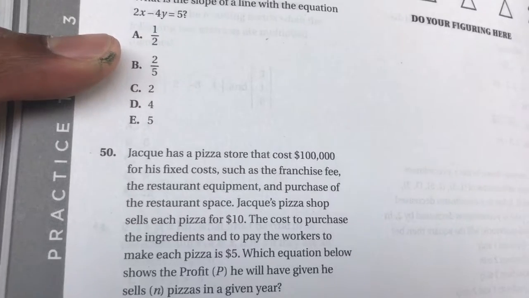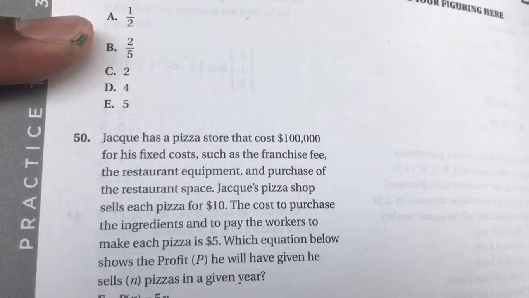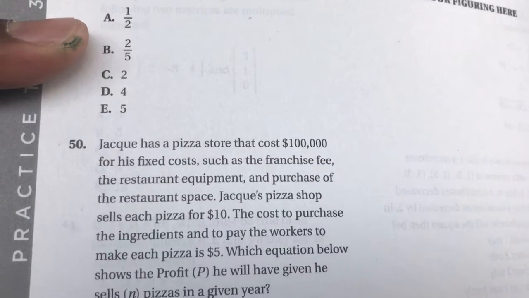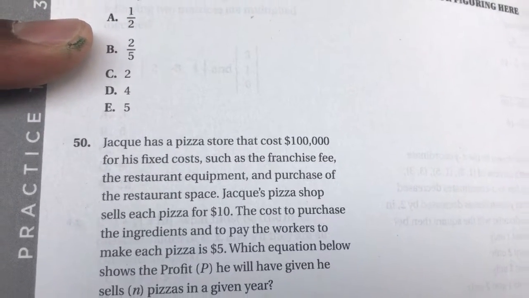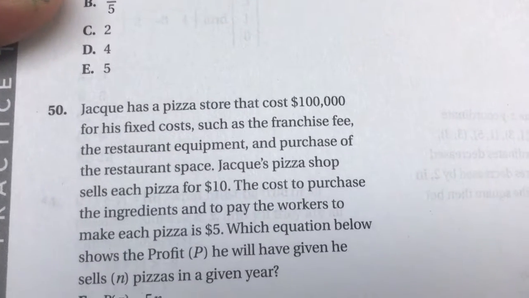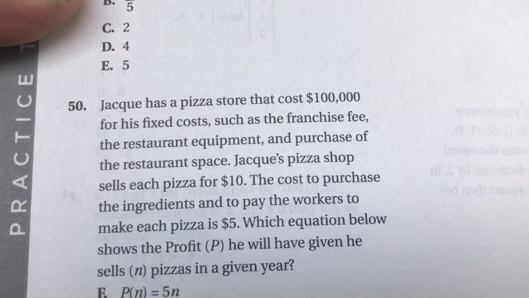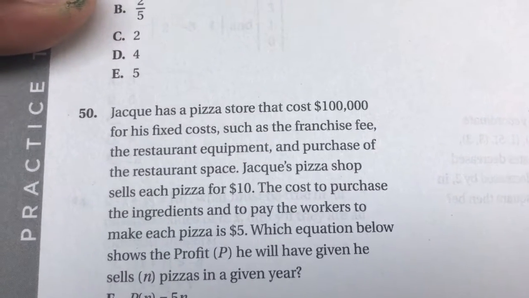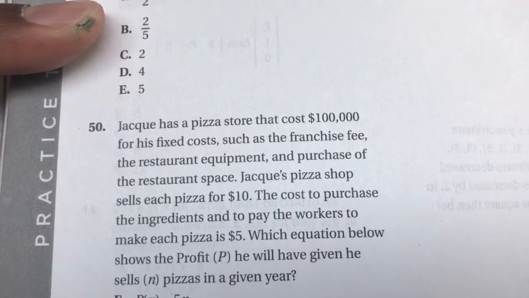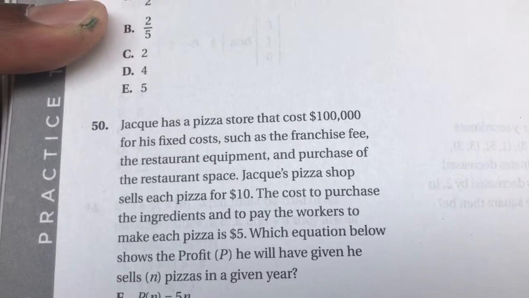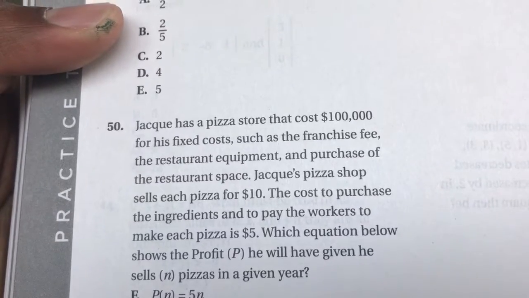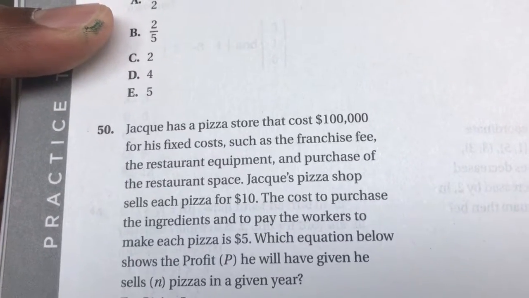It says Jack has a pizza store that cost $100,000 for fixed costs such as franchise fee, the restaurant's equipment, and purchase of the restaurant space. Jack's Pizza Shop sells each pizza for $10. The cost to purchase ingredients and to pay the workers to make each pizza is $5. And which equation below shows the profit he will have given he sells n pizza in a given year.